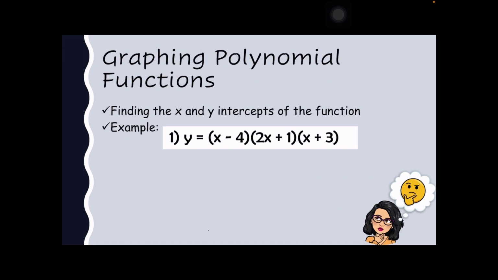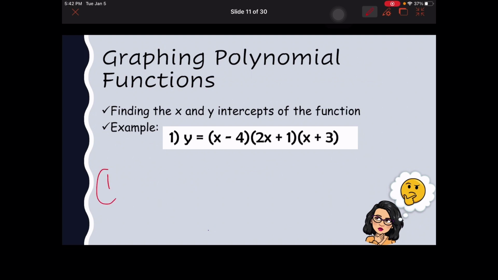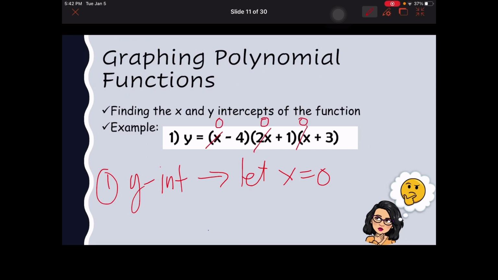So, we have our first example, y is equal to x minus 4 times 2x plus 1 times x plus 3. So, unahin na po natin si y-intercept. Para malaman natin si y-intercept, we have to let x be equal to 0. At kapag ginawa po natin yan, nagiging 0 ito, magiging 0 ito, at magiging 0 ito. So, ano na lang matitira? We will have a negative 4 times 1 times 3, which will give us y is equal to negative 12. Okay? So, yan na po ang ating y-intercept.